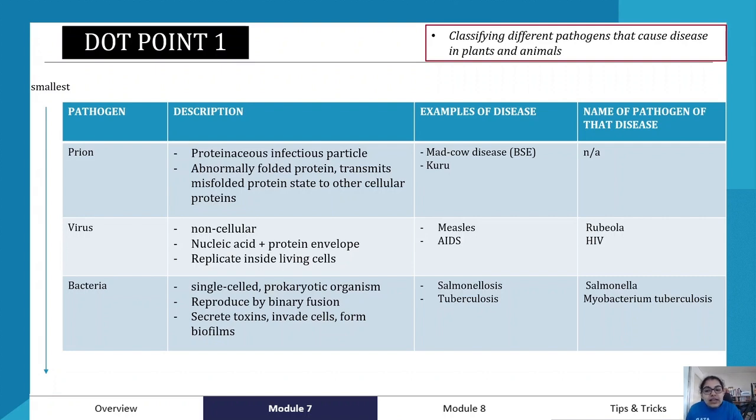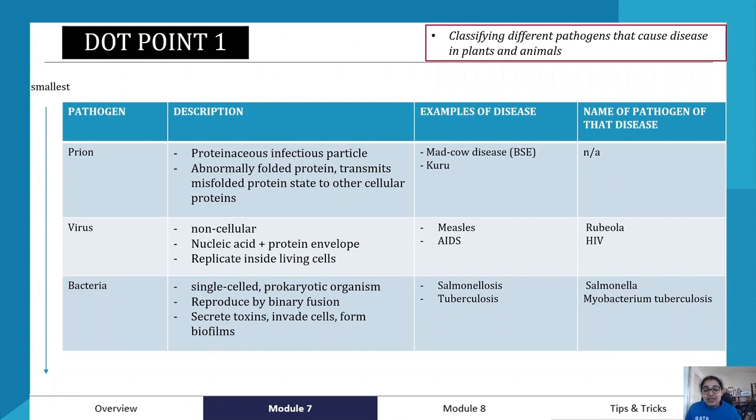Now viruses are non-cellular. They do have nucleic acid and a protein envelope, and they replicate inside living cells. Examples include measles, AIDS. You can also think about SARS-CoV-2, and that would cause COVID-19. Measles is caused by the measles virus. HIV causes AIDS, and SARS-CoV-2 is the pathogen that causes COVID-19.